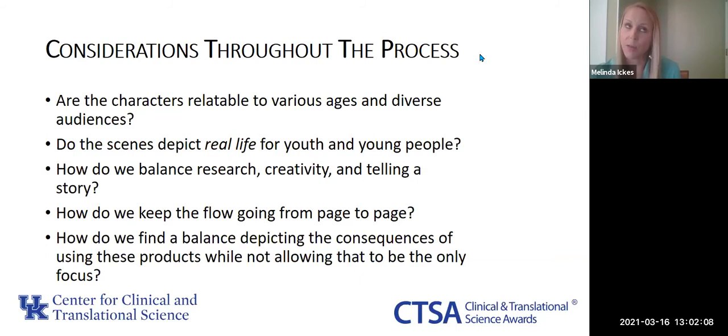So, when we're talking about e-cigarette dependence, it doesn't happen overnight. And so we wanted this to be over time and to be able to show some of the health effects when Depp started using e-cigarettes, and then also give him the opportunity to stop using. And so how do you transition from 3 months later? Bryan was really helpful in supporting the story as we changed pages, then we kind of progressed a couple of months forward. And then how do you find a balance depicting the consequences of these products while not allowing that to be the only focus?